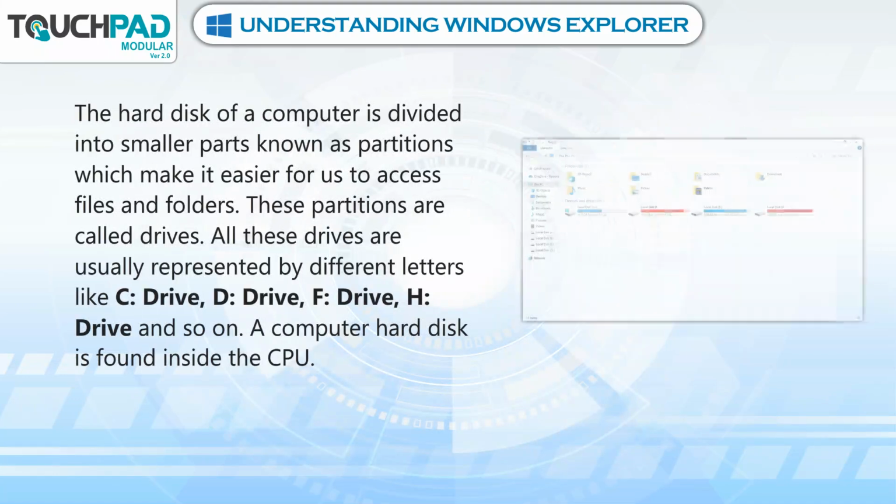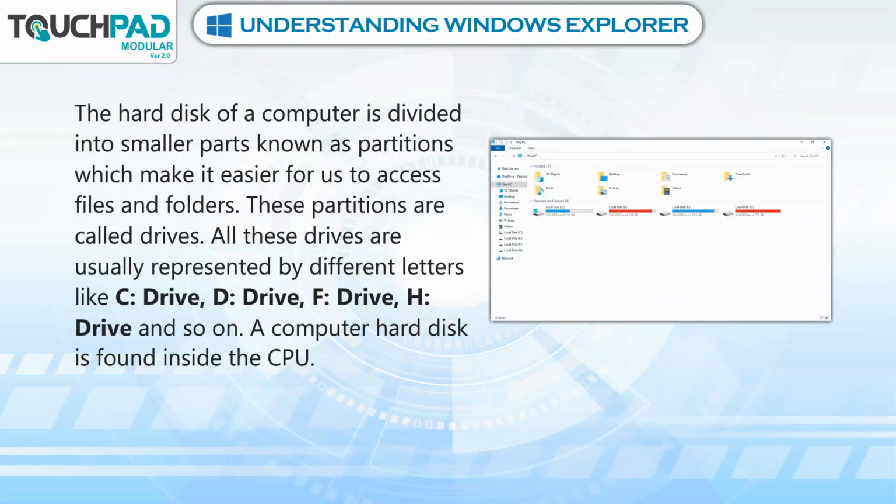The hard disk of a computer is divided into smaller parts known as partitions, which make it easier for us to access files and folders. These partitions are called drives. All these drives are usually represented by different letters like C drive, D drive, F drive, H drive, and so on. A computer hard disk is found inside the CPU.